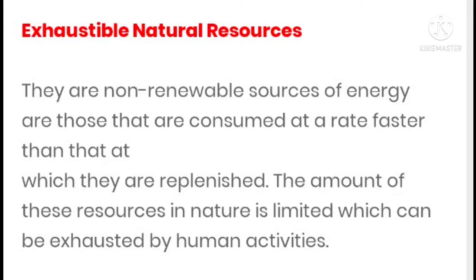The amount of these resources in nature is limited, and they can be exhausted by human activities. If we keep on continuously using them, they will be exhausted, they will become extinct, and further we will not get them. That's why this type of resource is known as exhaustible natural resources. Examples are forests, wildlife, minerals, coal, petroleum and natural gas. Let us see that.